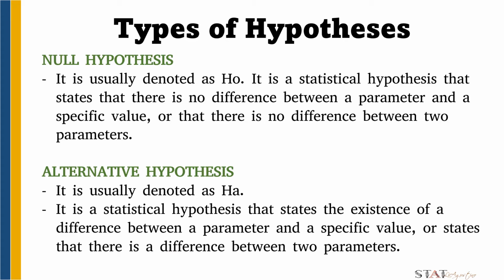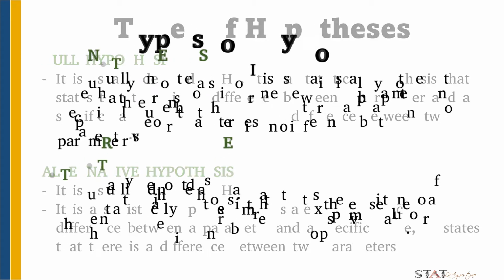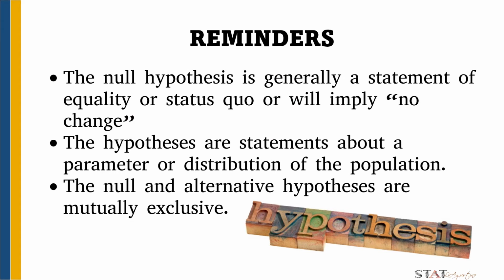Okay, so let's proceed to some reminders. The null hypothesis is generally a statement of equality or status quo, or will imply no change. From the word itself, null. And the hypotheses are statements about a parameter or distribution of the population. The null and alternative hypotheses are mutually exclusive. I believe you understand what is mutually exclusive.